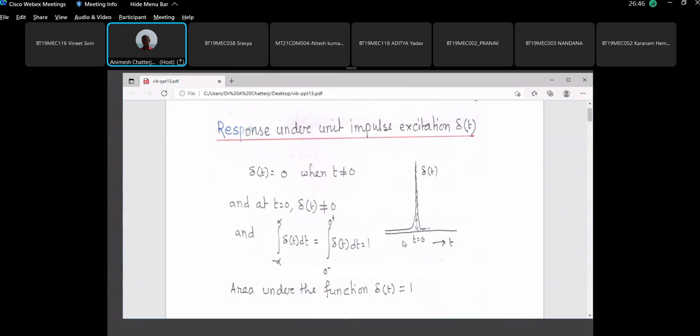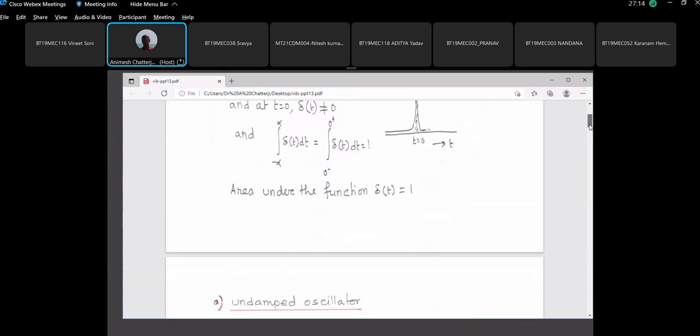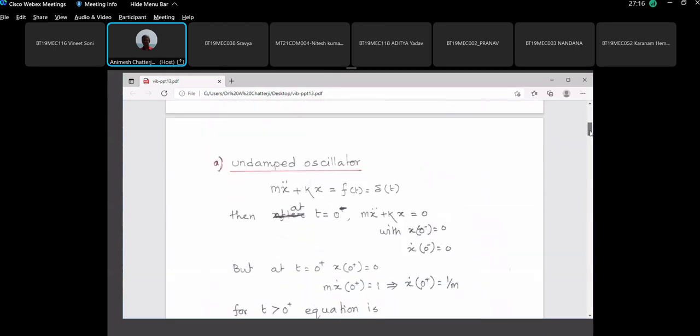Agree? So whenever impulse excitation acts on a mass m, the mass, which was at rest, achieves a starting velocity x dot 0, whose value is the value of the impulse divided by m. So if it is a unit impulse, x dot 0 will be 1 by m. This concept we apply for a single degree of freedom system.